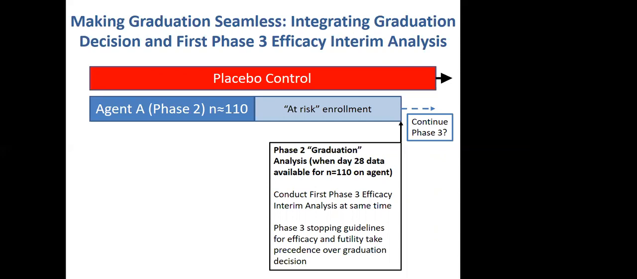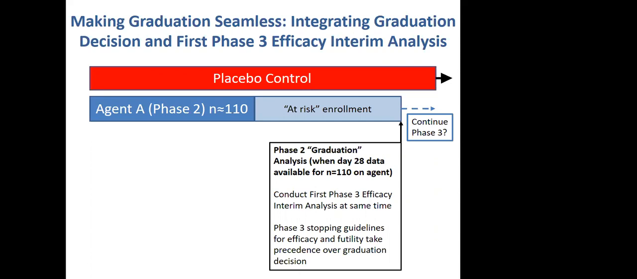The other aspect of the trial that was particularly complicated here was that the phase 2 study population is part of phase 3, and it's close to about a quarter of the total phase 3 enrollment. So we had the scenario where we might be doing a phase 3 efficacy interim analysis at the same time as the phase 2 graduation analysis. So how do you handle a conflict between those two analyses?